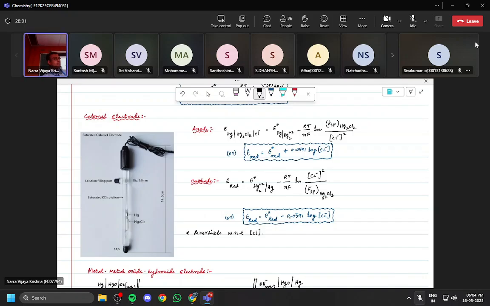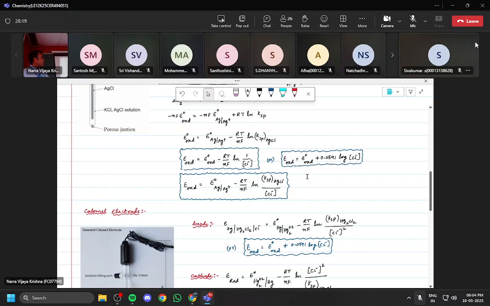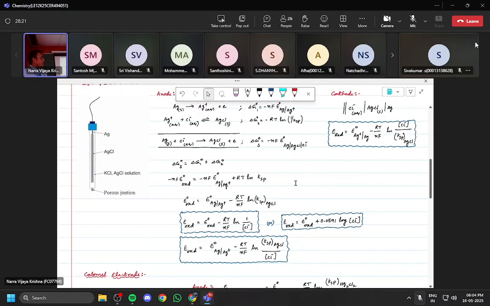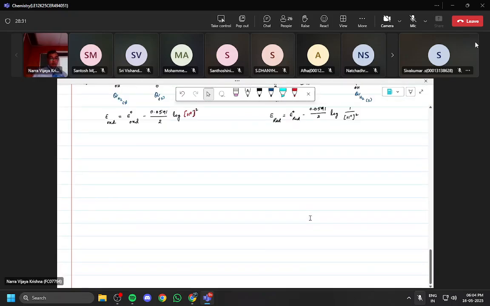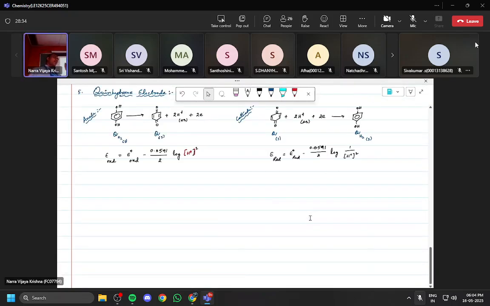This becomes more negative, which means reduction becomes non-spontaneous, so oxidation becomes spontaneous. So by changing the concentration of Cl minus, I can reverse the reaction, or not? Instead of reduction, I am making it oxidation. That's why it is reversible with respect to Cl minus. In the same way, can I say this is also reversible with respect to Cl minus? See this reaction. Understood or not? All these are reference electrodes, or we are talking about types of electrodes, right?